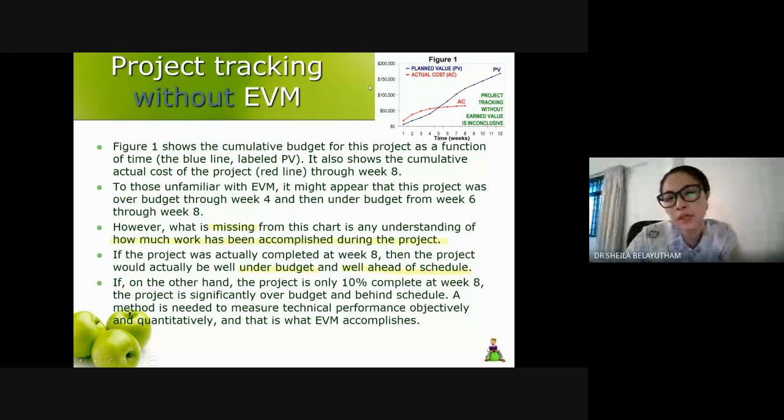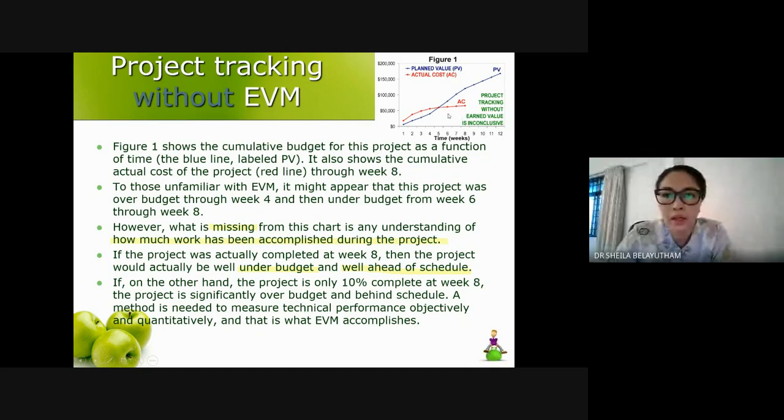No, this graph should speak by itself. At this moment, it does not tell the actual progress on site to the client. So that is missing. If the project was actually completed at week 8, for example, then the project would be very well under budget and well ahead of schedule.